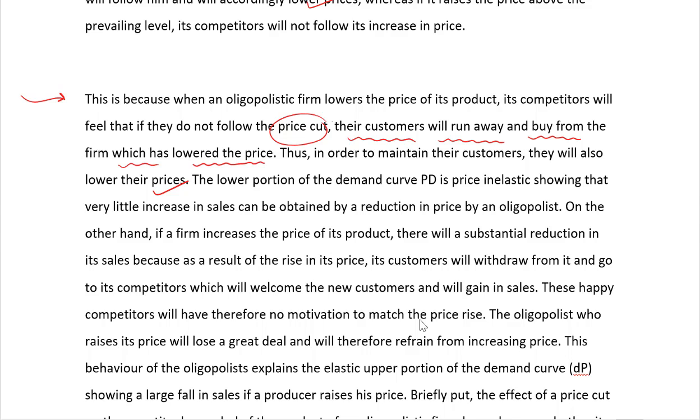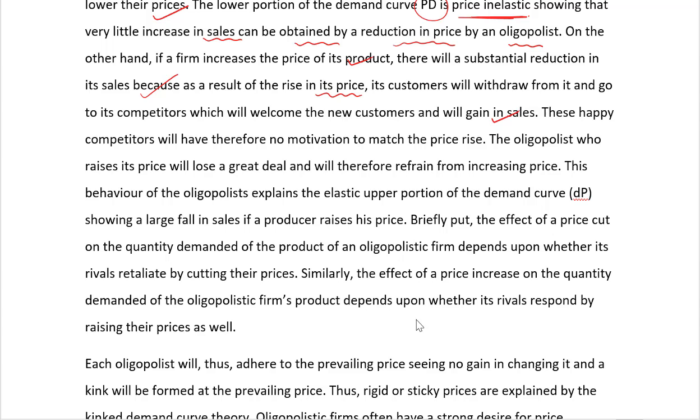The lower portion of the demand curve PD is price inelastic, showing that very little increase in sales can be obtained by a reduction in price by an oligopolist. On the other hand, if the firm increases the price of the product, there will be a substantial reduction in sales, because of the rise in price. Its customers will withdraw from it and go to the competitors, which will welcome the new customers and will gain in sales.